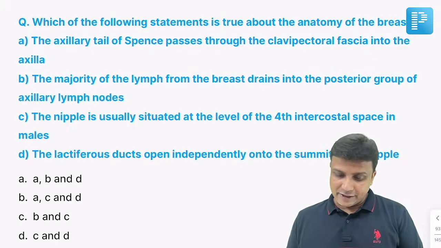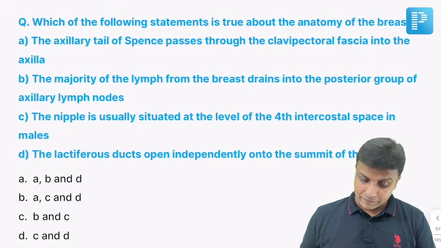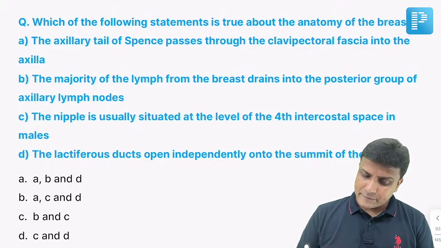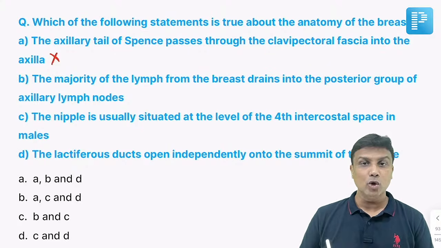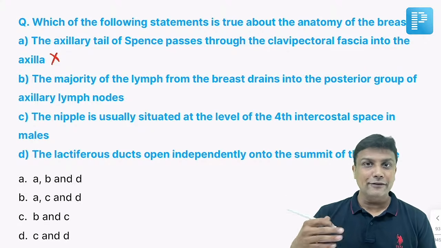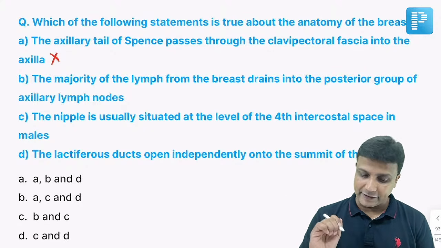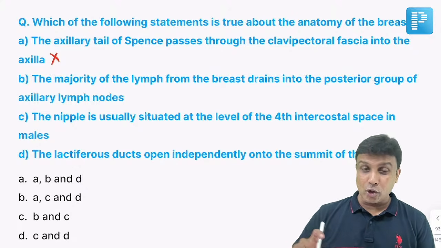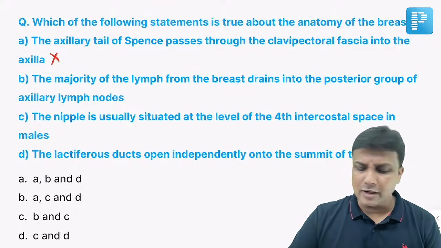Which of the following statements is true about the anatomy of the breast? Okay, let's see which is the true statement here, sir. The axillary tail of Spence passes through the clavipectoral fascia into the axilla. Absolutely wrong. No, the clavipectoral fascia is not pierced by the axillary tail of Spence. Perfectly right: the majority of the lymph from the breast drains into the posterior group of axillary lymph nodes. Is it posterior or anterior? Come on, come on, come on.